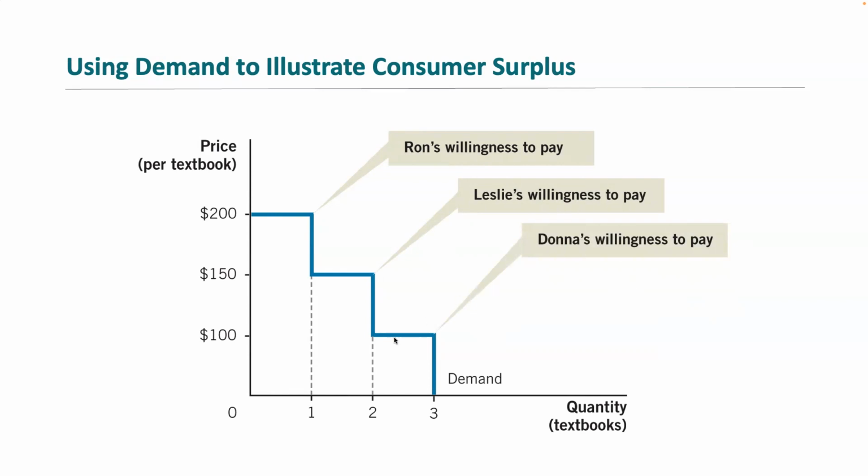Now, for each of these individuals, if the price goes above their particular willingness to pay, their quantity demanded will be 0. But as that price decreases, their quantity demanded will go up. If the price is anywhere between 150 to 200, there will only be one quantity demanded because Ron would be the only one with a willingness to pay in that category. If it were anywhere between 150 and 100, that quantity demanded will be 2 because Ron and Leslie both are willing to pay. And anything that's under $100, there will be 3 people demanding that book because it fits into everybody's WTP, or willingness to pay.